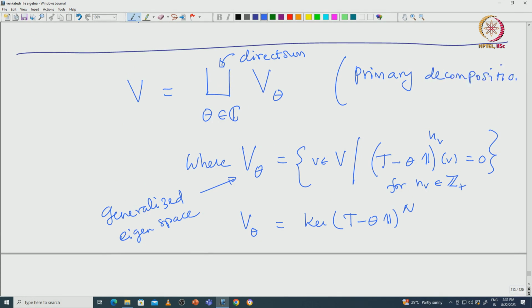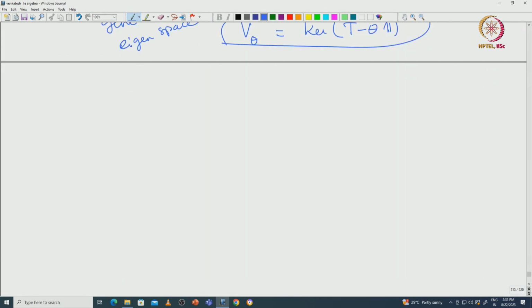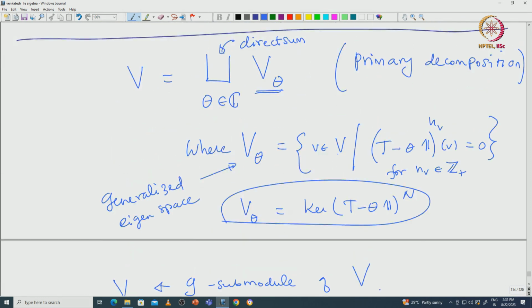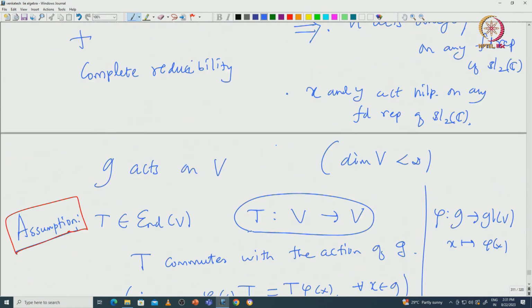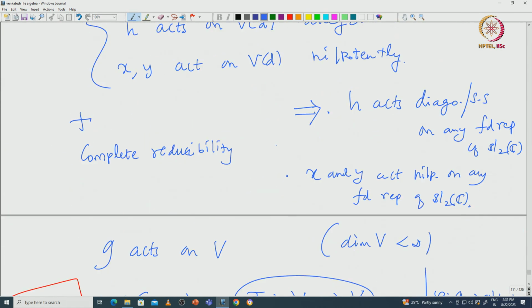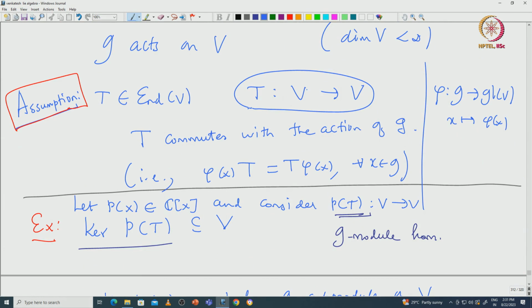What is important in the primary decomposition? All these V thetas occurring in this decomposition are kernels of some polynomial in T. In particular, from the earlier remark, this V theta becomes a G submodule of capital V. So, in particular we have written V as a direct sum of G subrepresentations. What we were interested in was breaking down this capital V into smaller representations.